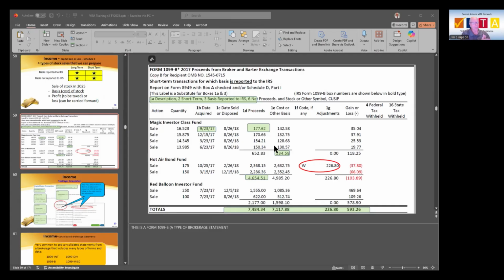But all I'm really trying to say is that you don't have to enter them individually, but you have to segregate them by those four boxes. Long-term basis reported, long-term basis not reported, short-term basis reported, short-term basis not reported. And also, you can't combine different brokerage statements. You can combine them all on one brokerage statement, right?